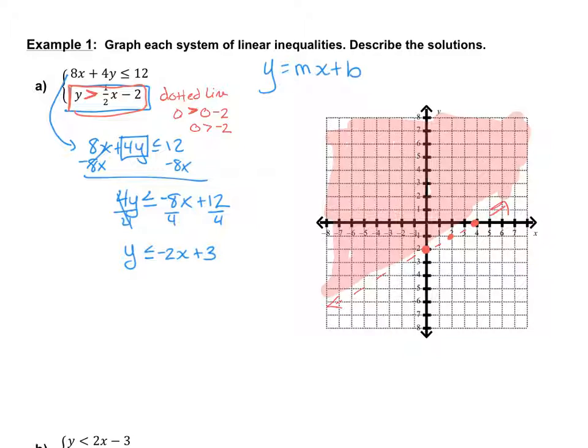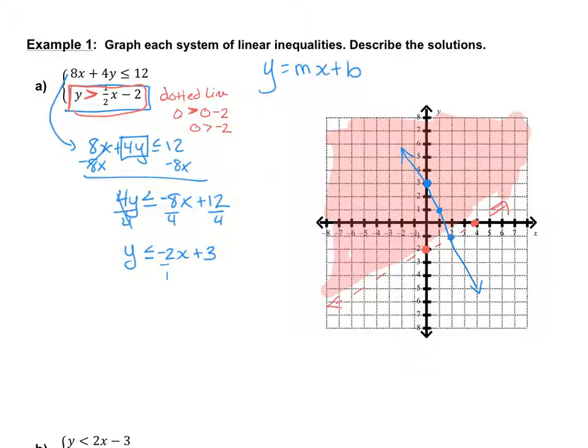Then we look at the second inequality that we have to graph. We're going to begin at positive 3 on the y-axis. And now I need negative 2 over 1 for my slope. So that's down 2 to the right 1. Down 2 to the right 1. You can actually see where they're meeting. And this is a closed line, a solid line, since it was equal to.